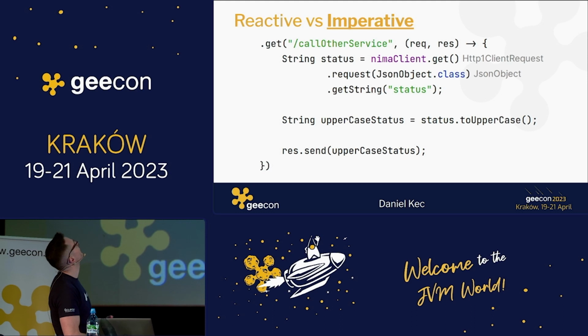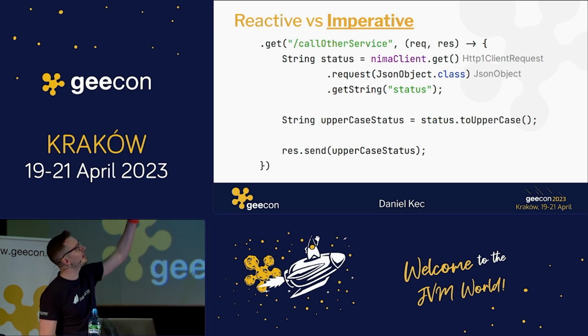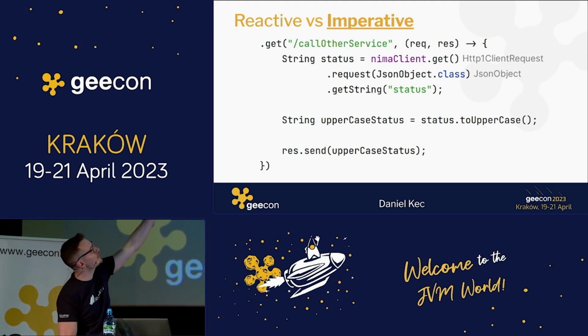This is what Nima does. This is exactly the same thing. We are just getting imperative. We call the client, which is not reactive anymore. This is our own Nima client, but you can use whatever you want. You just block until you get the response. And when you get it, you have the status from the JSON object. You do the uppercase thing and send it back.